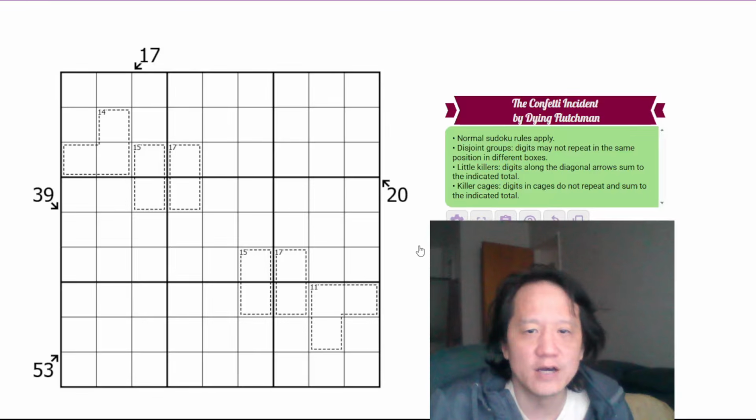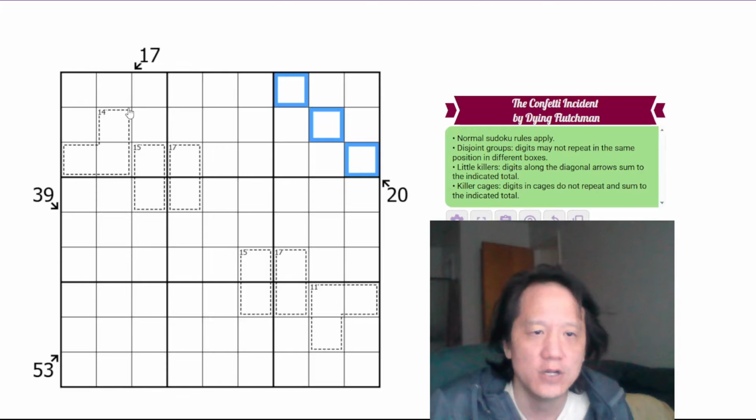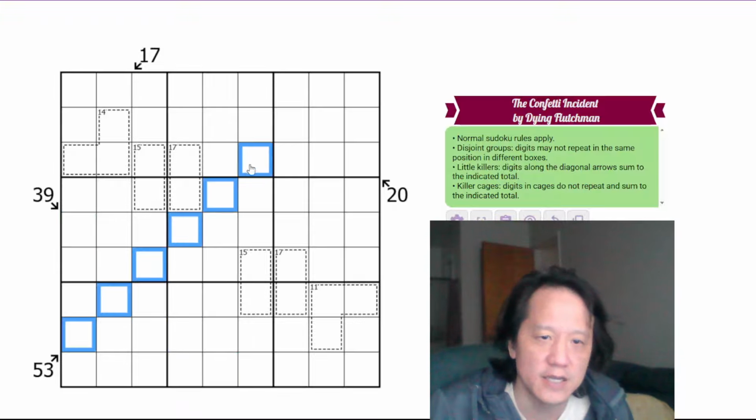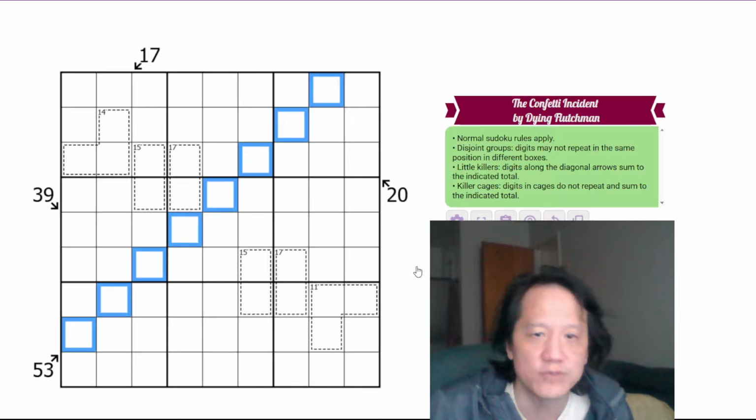We also have little killers, where digits along the diagonal arrows sum to the indicated total. So, for example, these 2 digits add up to 17. These 3 digits add up to 20. These 5 digits add up to 39. And these 8 digits along here add up to 53. And that's how little killers work.